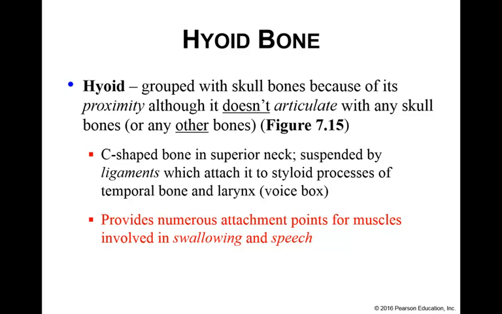It's right at the superior part of your neck. It is suspended by two large ligaments that attach it to the styloid processes of your temporal bone, as well as your larynx, which is your voice box. The purpose here is to provide a place for muscles to attach. These muscles that are attaching here are very involved in swallowing and speech.